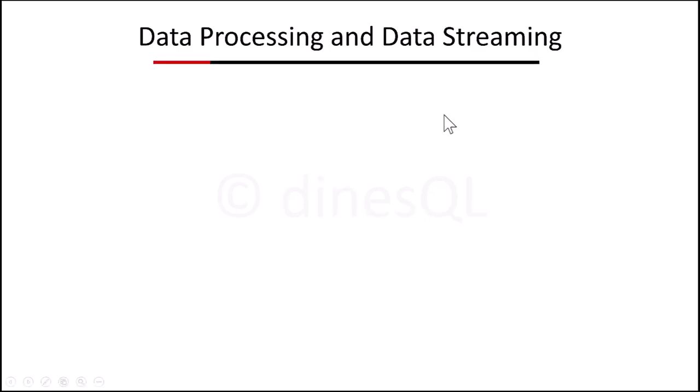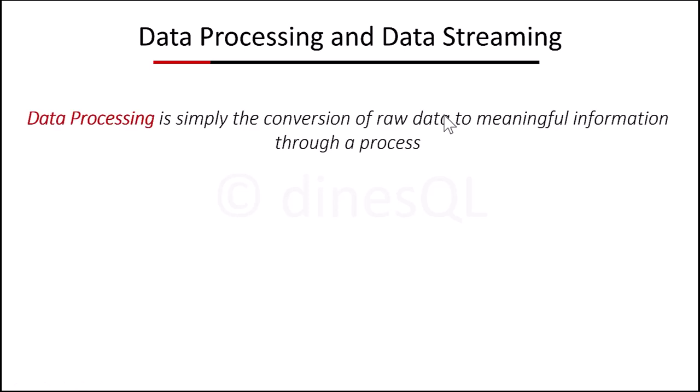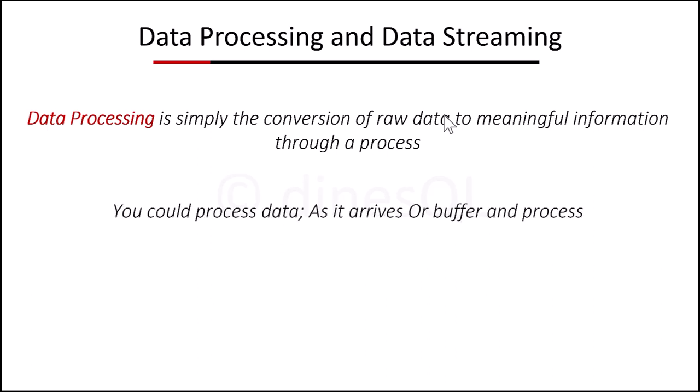All right, data processing and data streaming. Everyone who has been working with data knows that data processing is all about converting raw data into meaningful information. So that's not something new to us. We know that there are 2 ways of processing data. One is, as you see on the slide, the first one: as it arrives. The second one is buffer and process, or simply store and process.